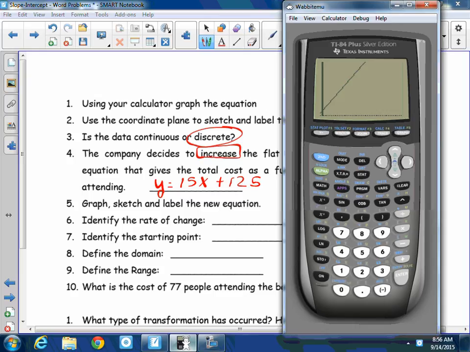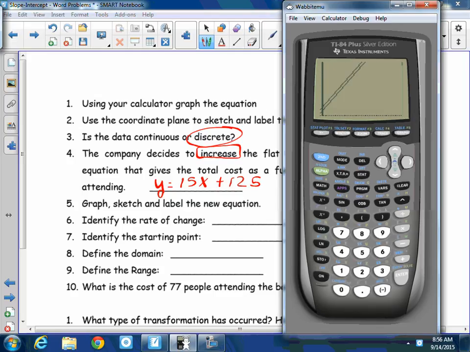How do you know that it will be on top of the line that you have right underneath? Because I increase what? My intercept, which is also my starting point. So let's go ahead and write it. We're not going to take away the other one. Let's go to y2, and we're going to write 15x plus 125, and then we're going to graph.